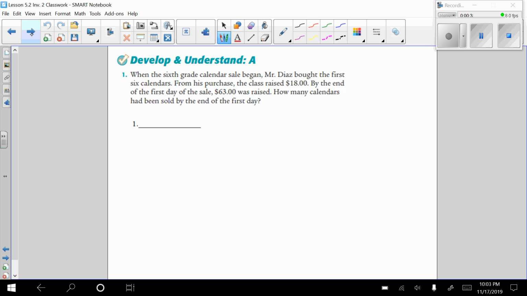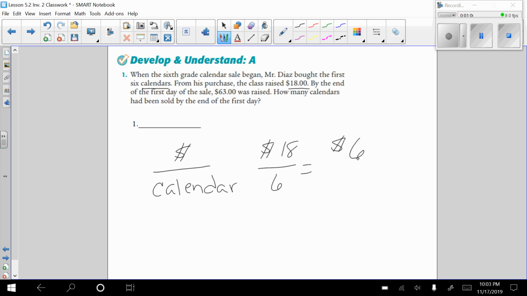First of all, we have to determine what we are comparing. In this case, we're comparing calendars to money. So I'm going to label that I'm comparing money to calendars, just so I have my labels and do not confuse things. Now, I know for $18, I sold 6 calendars. How many calendars would I have sold if I made $63? Remember, if money's on top on one side, it must be on top on the other.